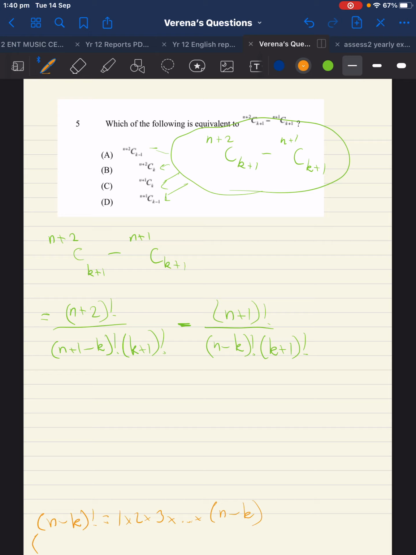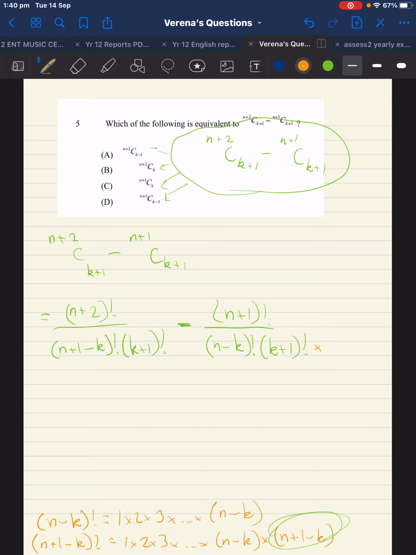However, if you look at the one on the left, it's n minus k, but it also has this extra plus 1 in it. In other words, it's one number higher. It also is the multiplication of all of these numbers, but it goes up to the next number as well. It includes that extra number. So the only difference between the denominators is this one extra factor here.